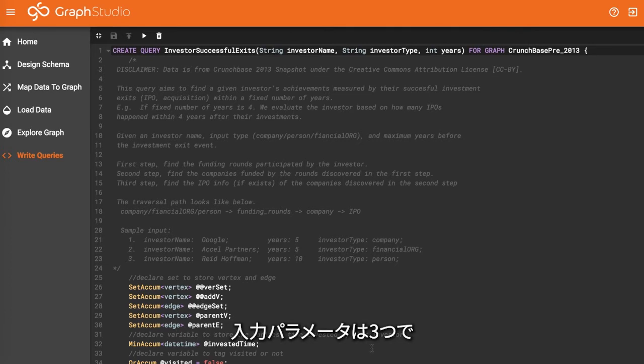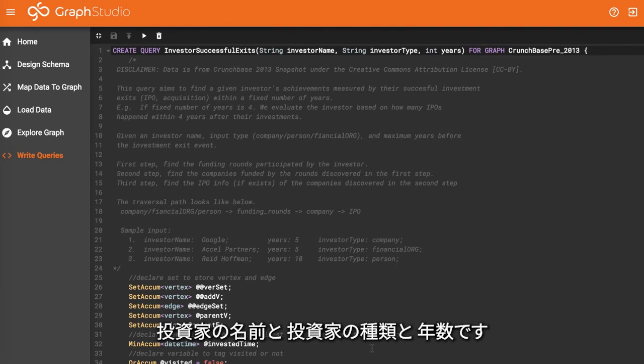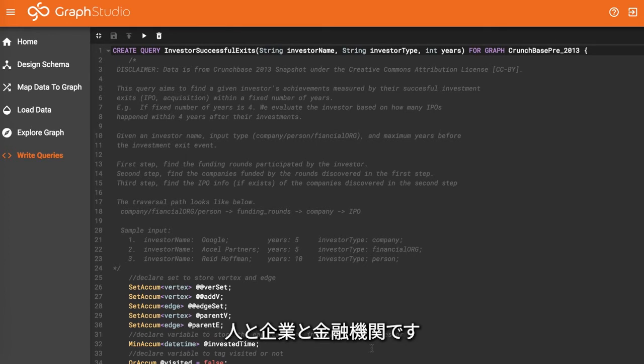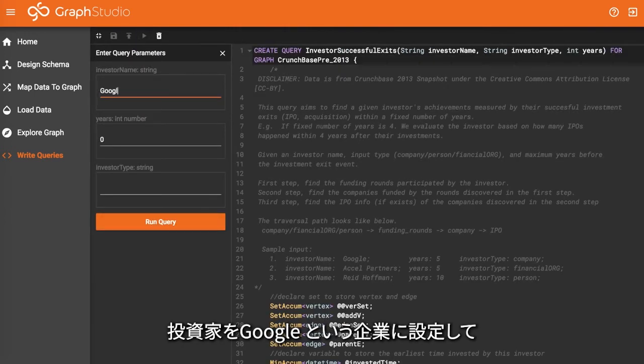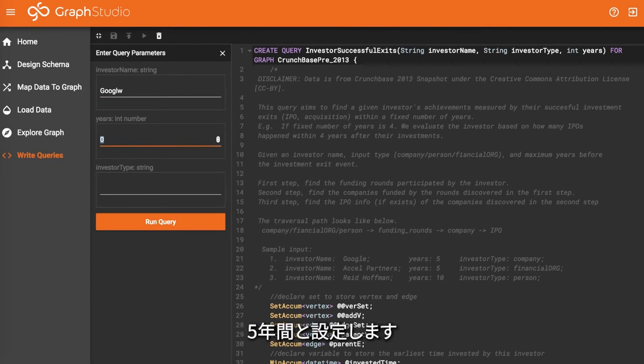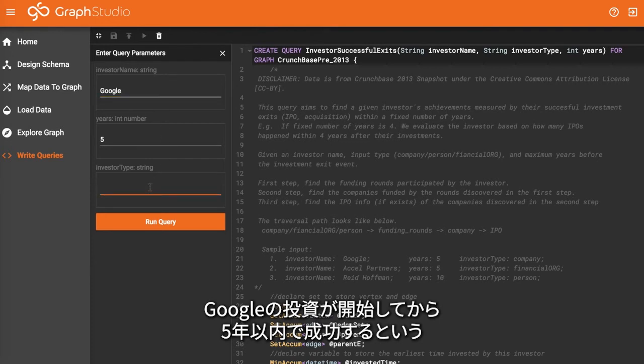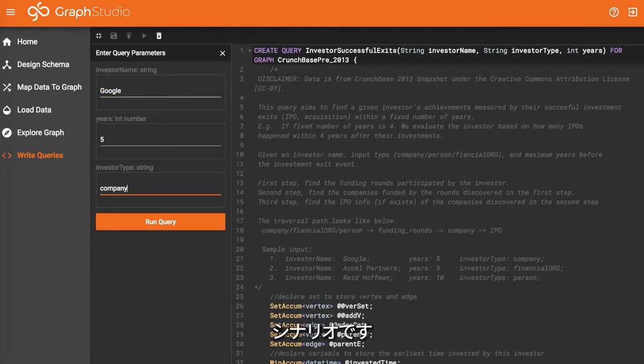There are 3 input parameters: the investor name, the investor type, and the number of years. So as I said, there are 3 types of investors: persons, companies, and financial organizations. Also, there are 2 ways of being successful for a company: to have an IPO or to be acquired. So let's try this example. We'll start off with the investor as Google, which is a company, and we will give it a 5-year window. So that means that there should be success within 5 years after Google's investment.